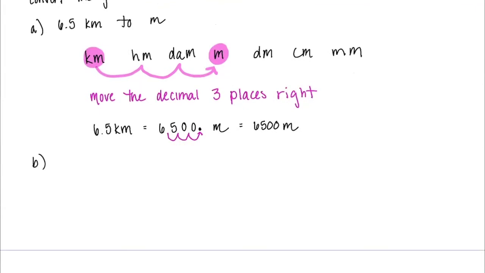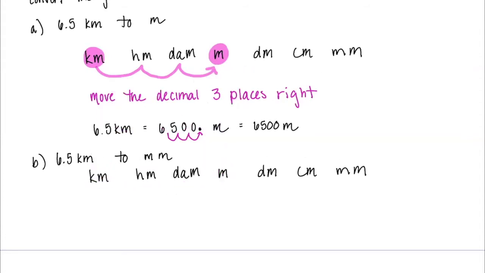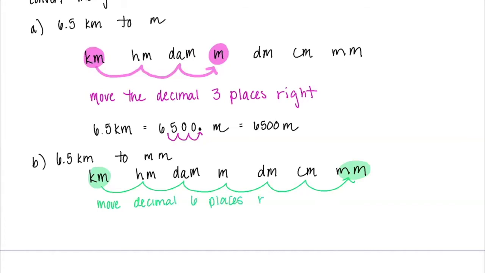If we do the same number, 6.5 kilometers, but go to millimeters, I'm going to cheat. I'm going to copy this. I'm still starting at kilometers, but now I'm going all the way down to millimeters. And so counting those spaces, that's 1, 2, 3, 4, 5, 6. So we move the decimal 6 places right, because we're moving right down this list.